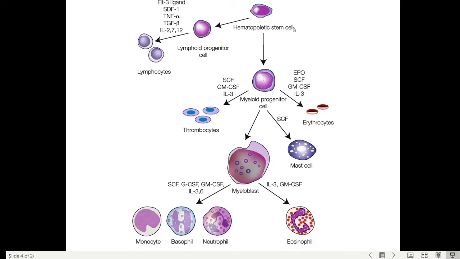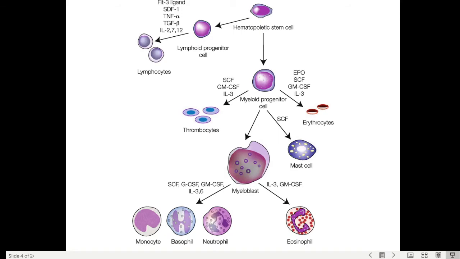First, the hematopoietic stem cell originates in the embryonic stage. Then there is the lymphoid progenitor. Another one is the myeloid progenitor. The lymphoid progenitors act on signals of TNF alpha, TGF beta, interleukin 2, 7, 12, and FLT. These are all the signaling compounds of lymphoid progenitor cells.